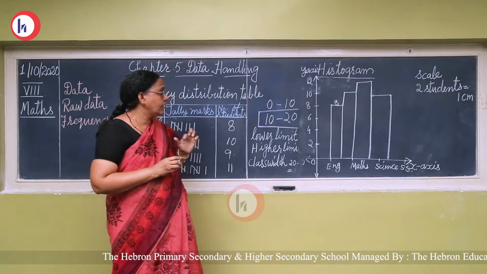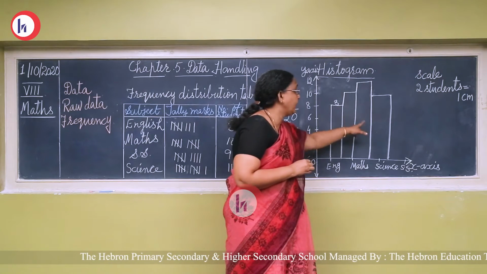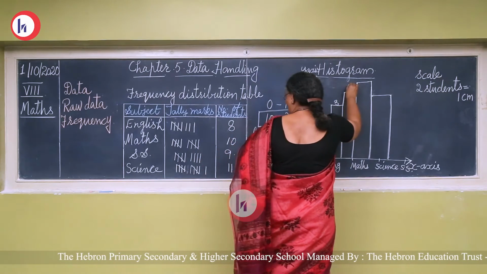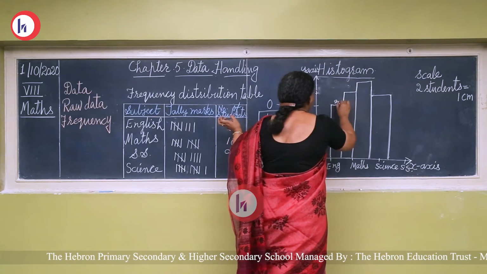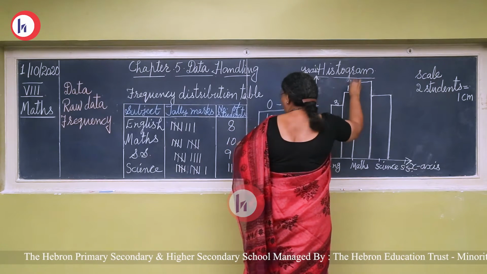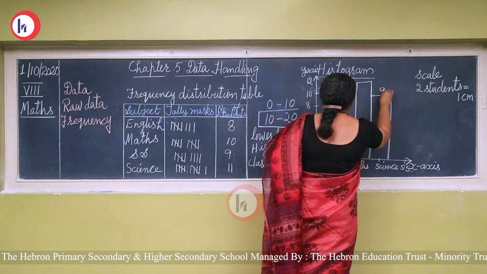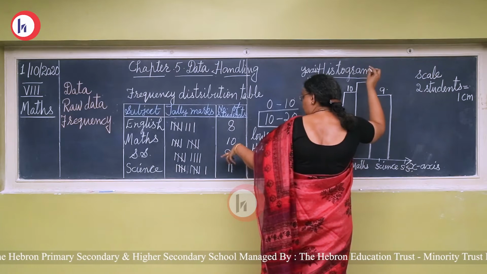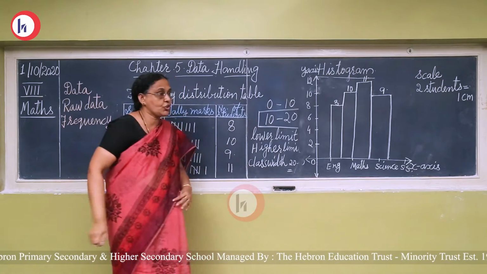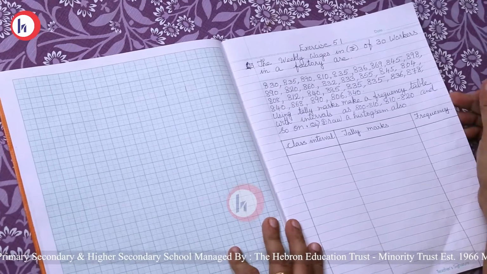Understood? Here is the difference from the other bar graphs you have learned. Here there is no gap between the bars. So from this we can easily observe what the information is. English, how many? 8 students. Then next one, Maths is 10 students. Then SS is 9 students. Then Science is 11 students. So in this way we can make a histogram. Students, we can show in a graph book.